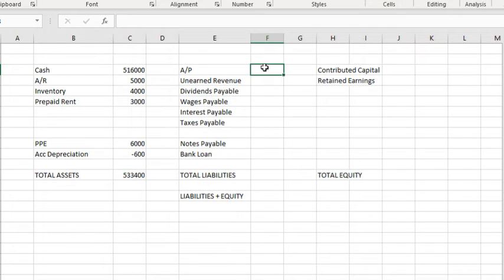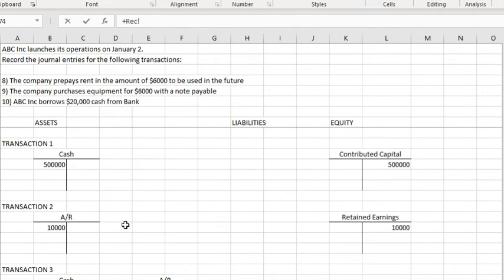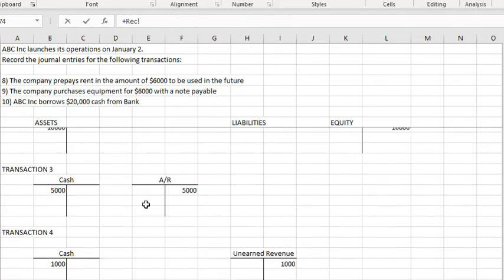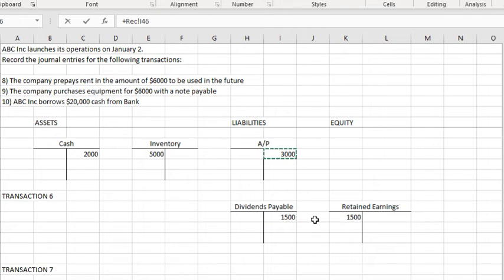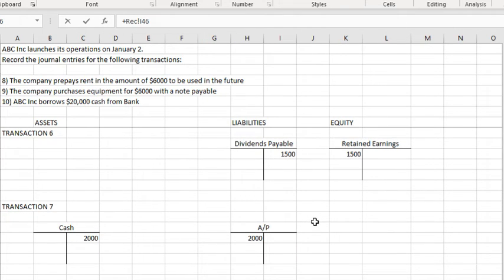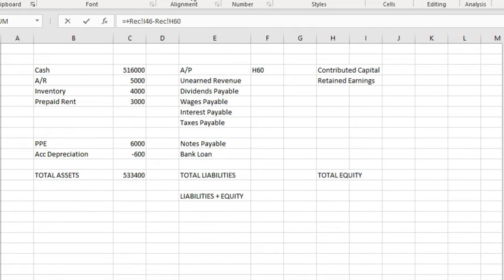So on the liability side, we are going to continue with accounts payable. Let's take a look at the transactions and see where we had accounts payable. We purchased inventory with accounts payable. That's number one. And then we paid some portion against this accounts payable, so we are going to record that as well. And as a result, we are going to have accounts payable in the amount of $1,000.